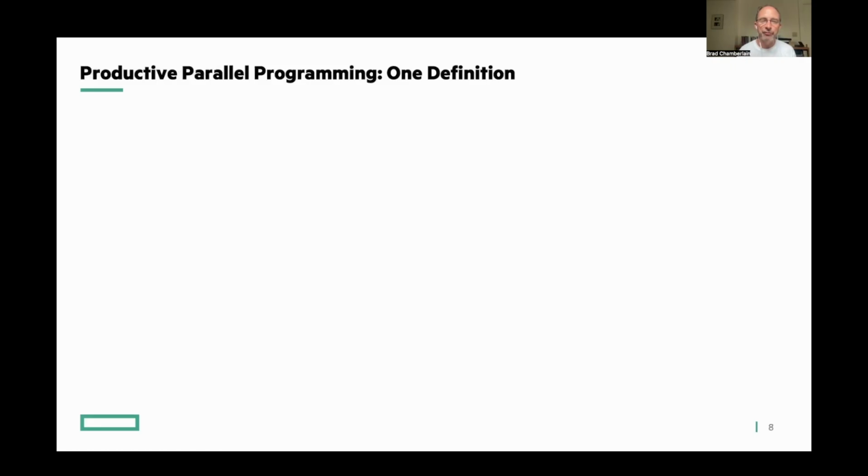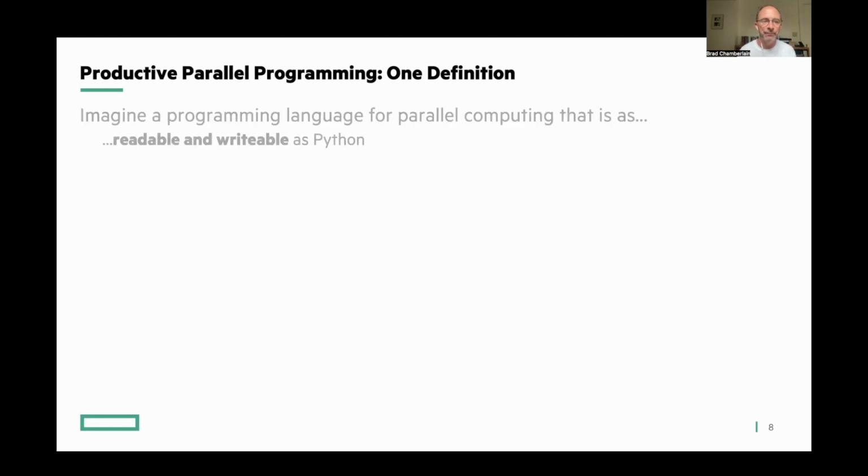Now, this notion of productive means different things to different people sometimes. So let me tell you the way I think about productivity when it comes to Chapel. The idea is, imagine a programming language for parallel computing whose code is as readable and writable as Python's. And I don't mean to hold Python up as a perfect language, but I think it's hard to argue that it's very, very popular, and that a lot of that comes down to how easy the code is to read and to write.